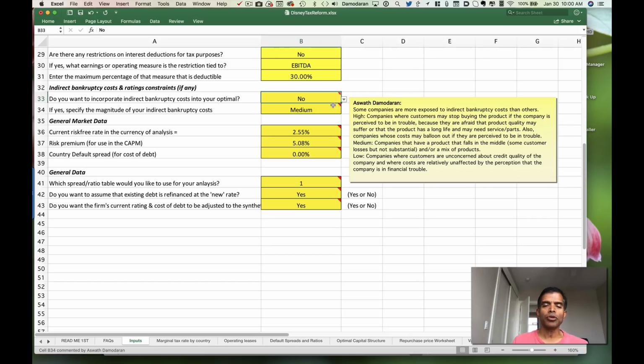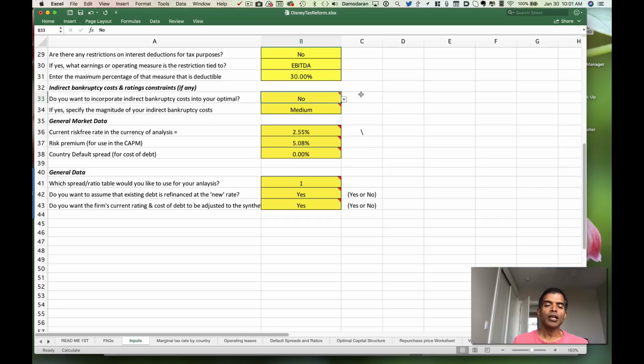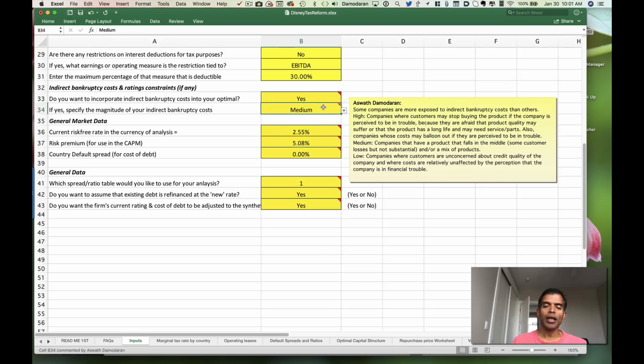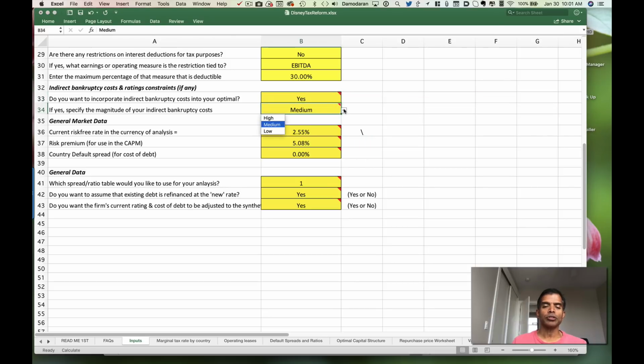As your rating goes from AAA to AA to single A to BBB to BB to single B, that might be a trifle unrealistic, especially if you worry about the fact that as your rating drops, people will stop wanting to do business with you. Customers might stop. If you want to incorporate that expected problem, this is called indirect bankruptcy costs. Just enter yes to this question. And I give you a choice of three different choices, high, medium, or low, depending on how big indirect bankruptcy costs are.